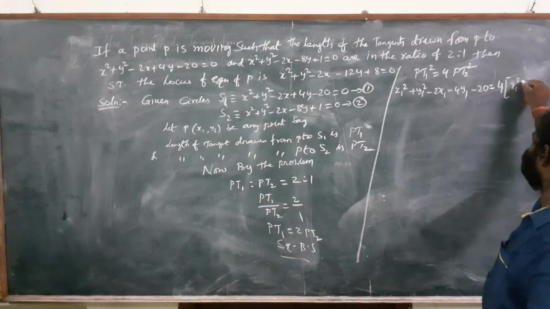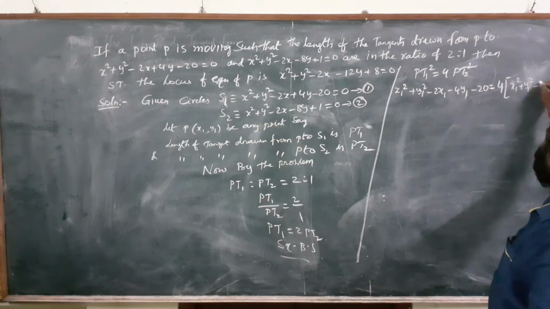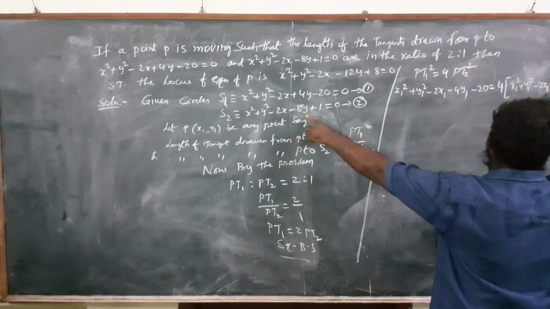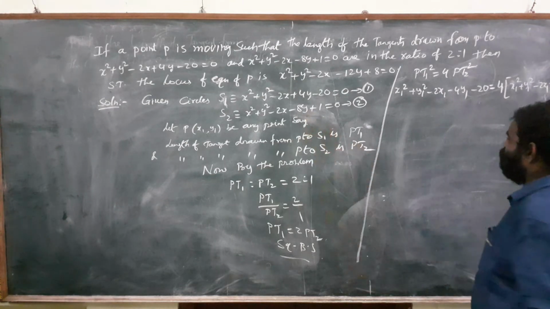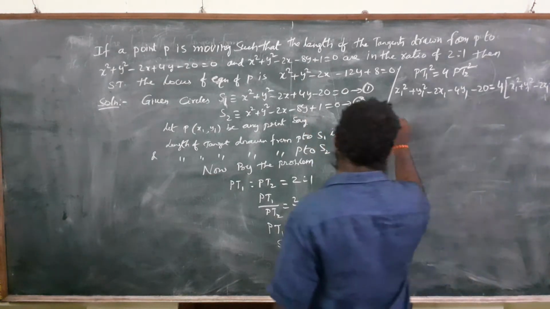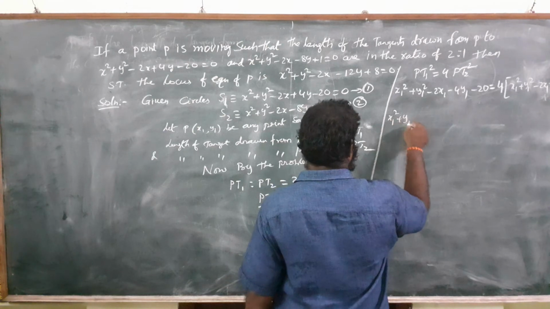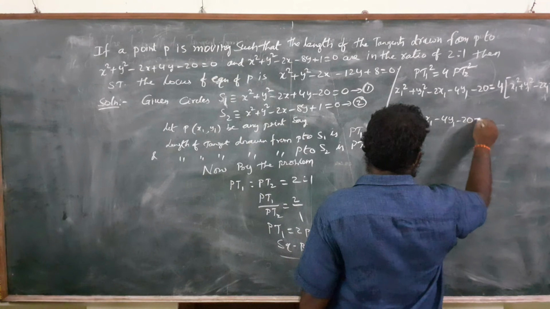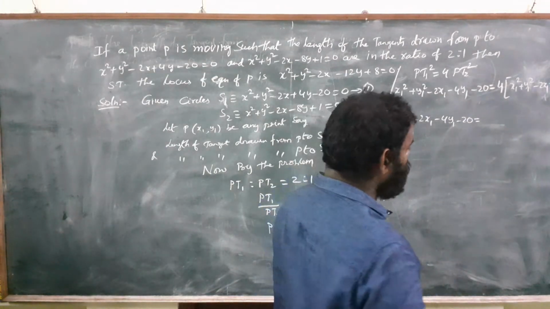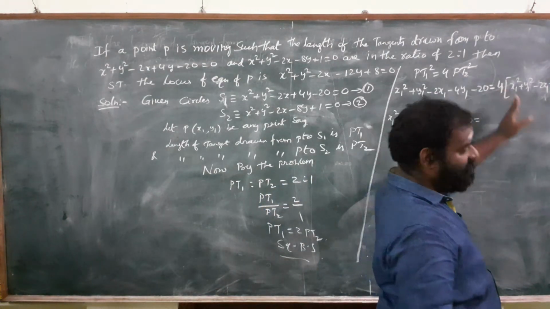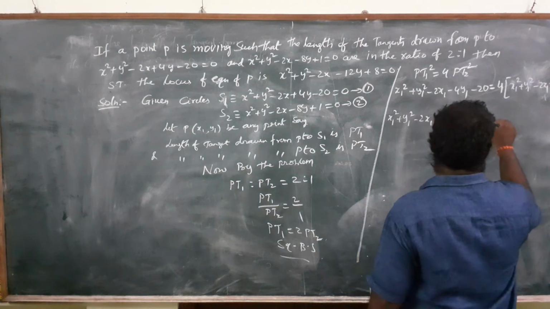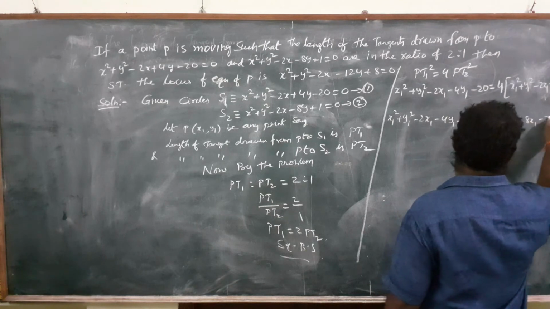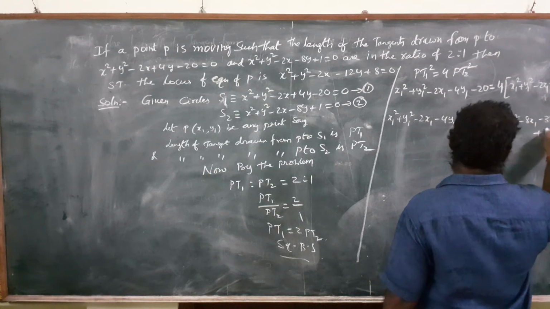It becomes x1 square plus y1 square minus 2x1 minus 8y1 plus 1. This is PT2 square. So what happened here? x1 square plus y1 square minus 2x1 minus 4y1 minus 20 is equal to, you have to multiply the equation with 4, then you get 4x1 square plus 4y1 square minus 8x1 minus 32y1 plus 4.